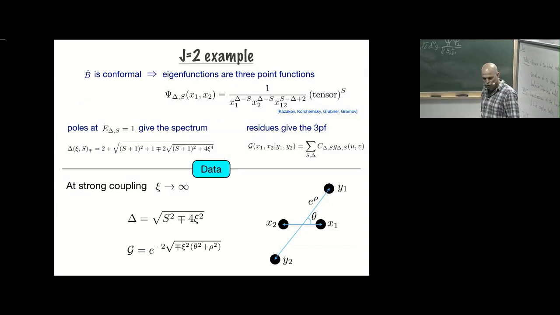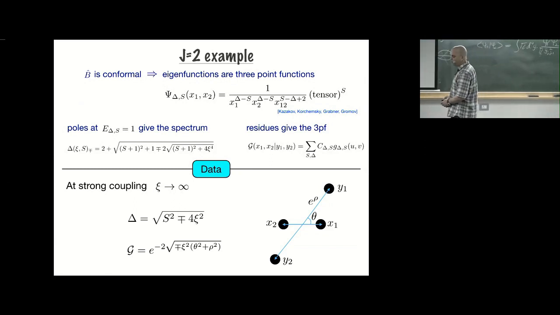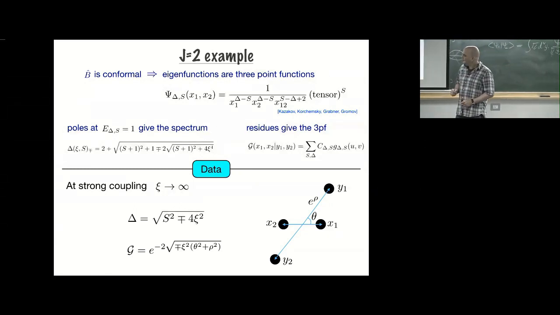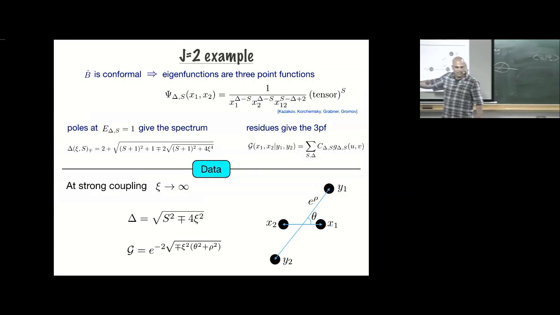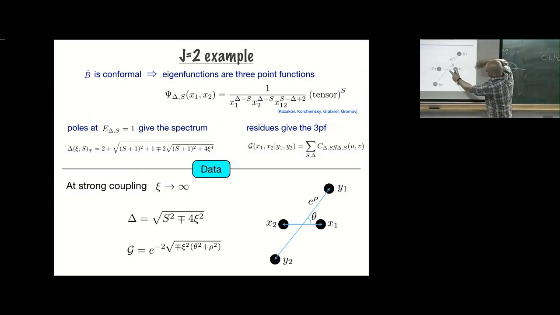What is rho? Rho is a conformal cross ratio of the four points. But in the center of mass frame, where this length is one, this is e to the rho. So here are these two operators on one trace, and these two operators are on the other trace.